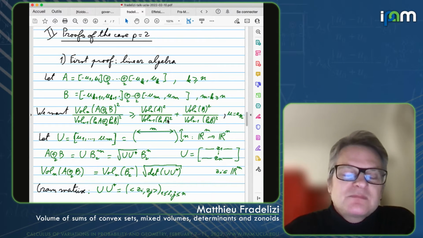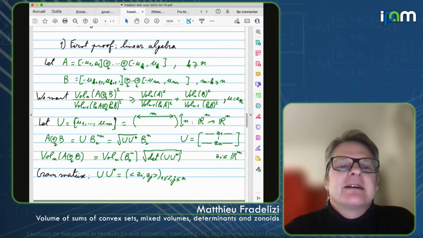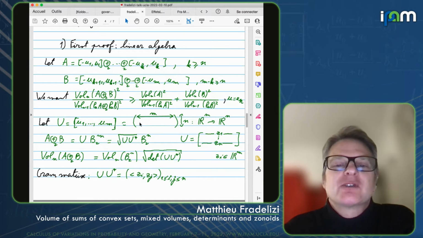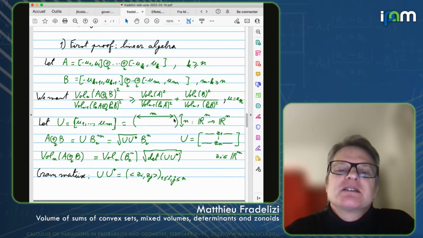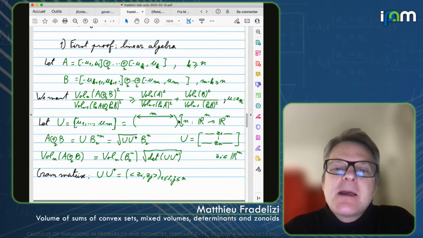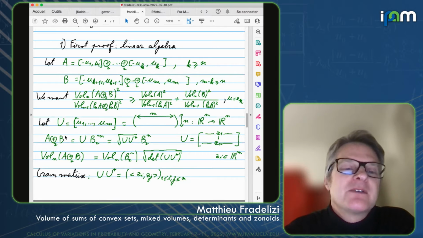Okay. And now I introduce this matrix. This is a long matrix with all vectors that appear in A and B. I put in columns, U1 until UM. So all vectors. This is a long rectangular matrix, and it's like an operator from Rm to Rn. And then A plus B, the L2 sum of A plus B, is just U times the ball of Rm.